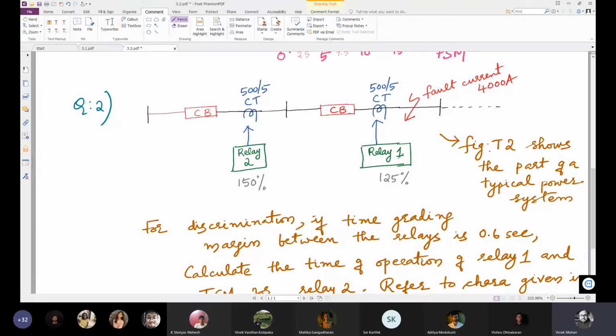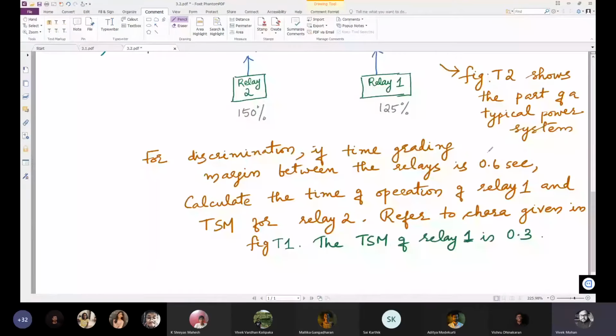So sometimes both the relays may have to trip, or sometimes if relay 1 does not act properly, then relay 2 will have to trip. So relay 2 will wait for some time after relay 1. There is a time delay. This is the time grading margin between the relays, which is 0.6 seconds. Basically it's the time delay difference between relay 1 and relay 2.